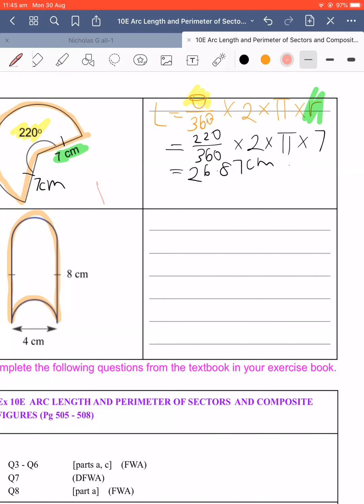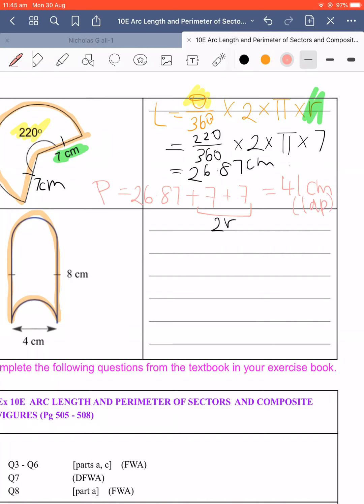I have to find my perimeter. So my perimeter is going to be this number plus 7 plus 7. So it's this number plus 2 lots of my radius. So let's put that into our answer. So I've got 26.87 plus 7 plus 7. So remember that these two are our 2 lots of our radius, which gives me my answer for my perimeter as 41 centimeters, and that's to 1 decimal place.